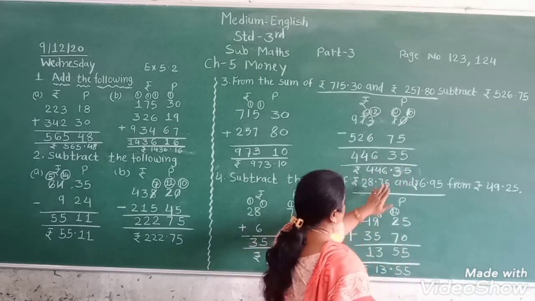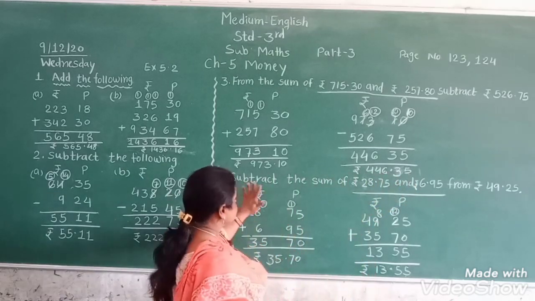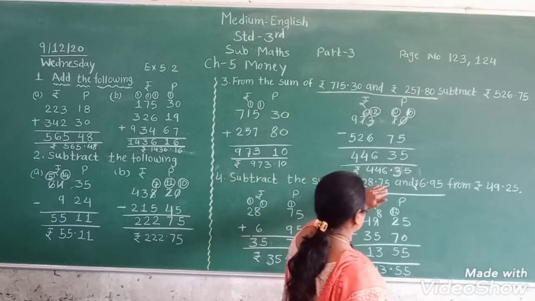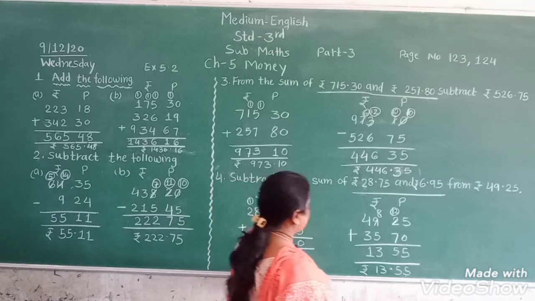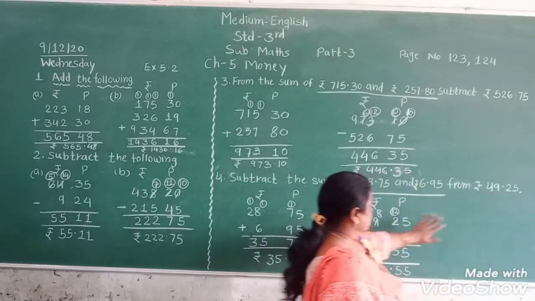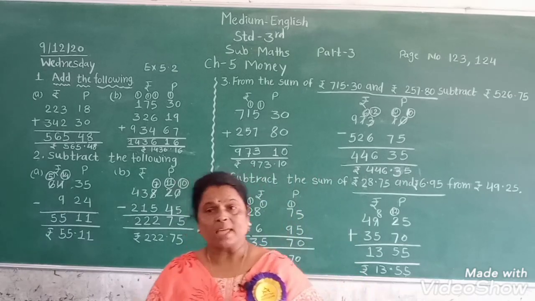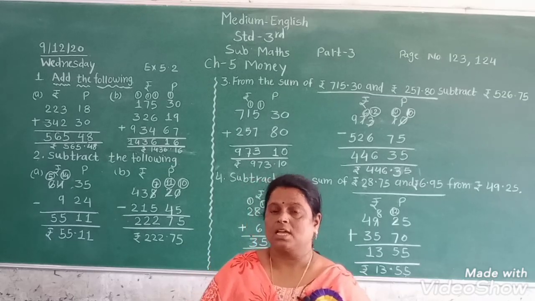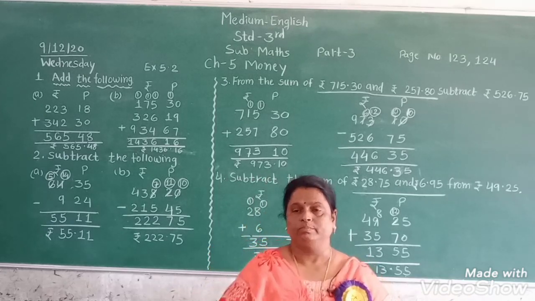First do the sum, and we get the answer of the first sum, and after that we subtract it from rupees 49.25 paise. So you already understand both methods, subtraction and addition, of rupees and paise. You do more practice at home.